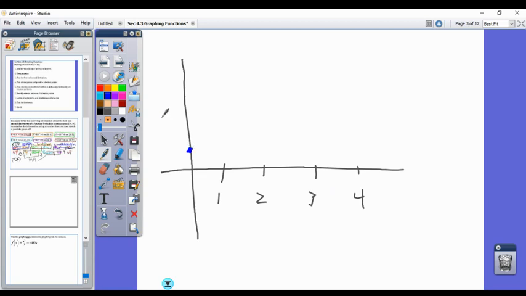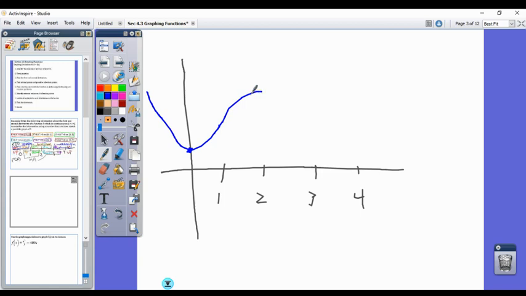I need to have my function be decreasing and concave up from negative infinity to 0. So it could be something like this. And then it is increasing and concave up on the interval from 0 to 1. So it could be something like this, okay? And then from 1 to 2, it's going to be still increasing but concave down. Okay, so increasing and concave down.